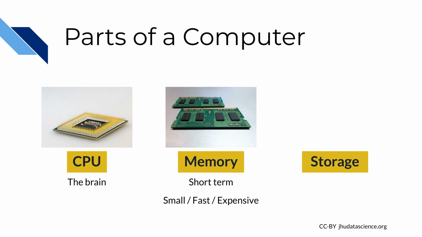RAM, or Random Access Memory, is often simply referred to as memory. This short-term memory holds the information that the CPU needs to perform calculations. Because CPUs are fast, memory needs to be fast, making it relatively expensive. One distinctive feature of memory is that it is short-term. In other words, when the electricity is shut off, the data stored in memory disappears.